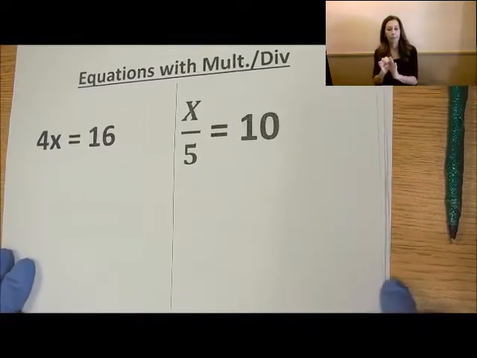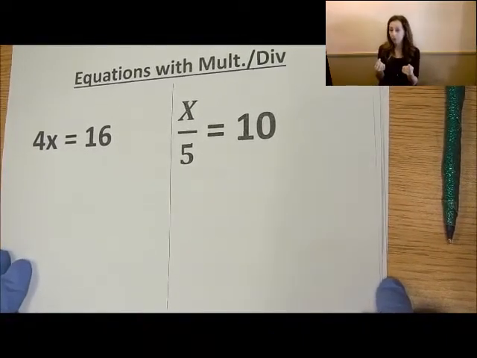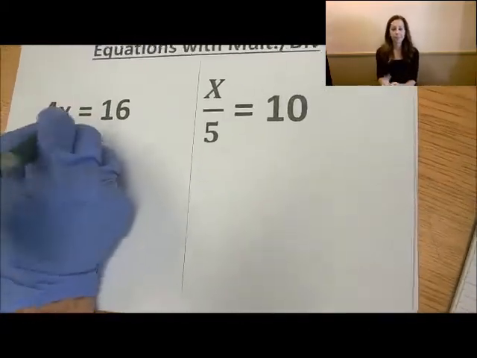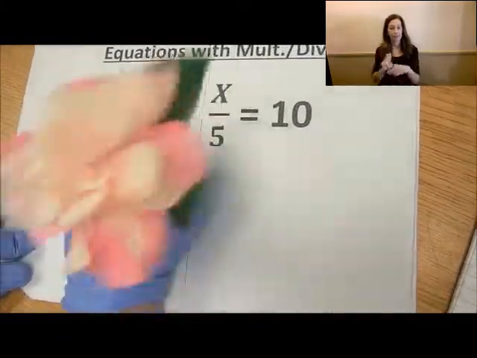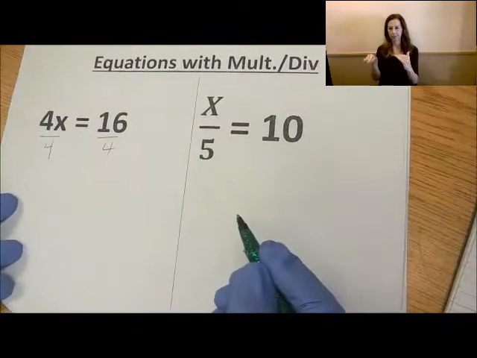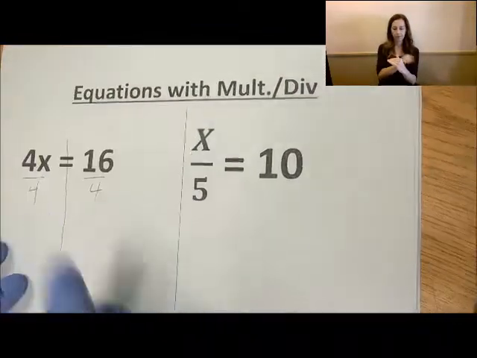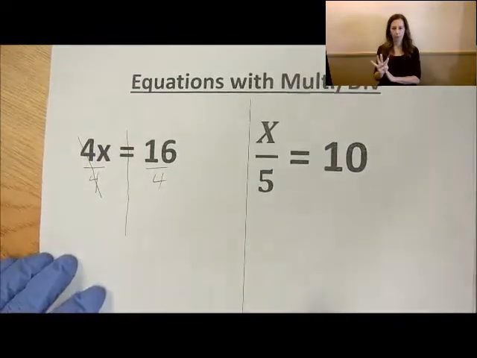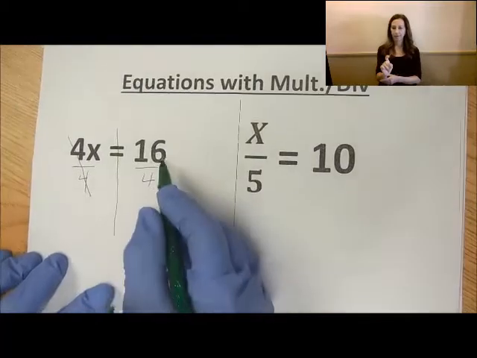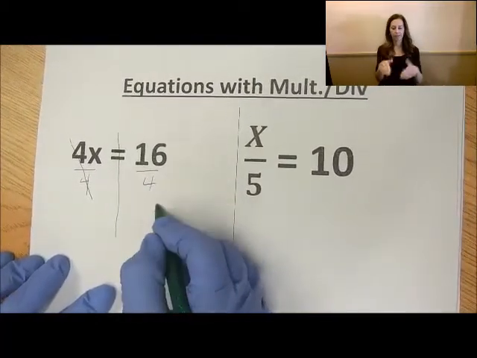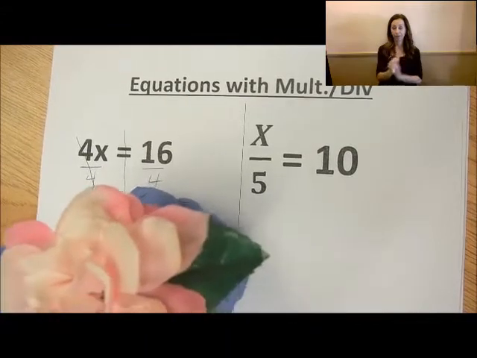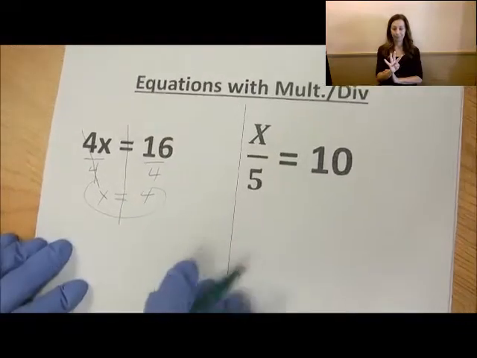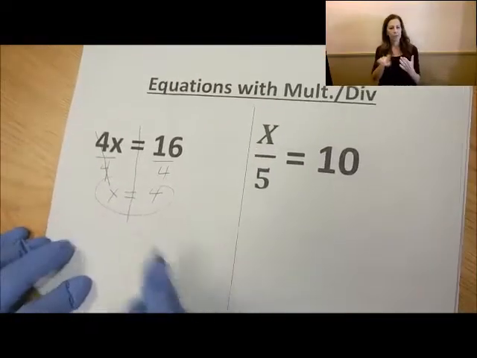So if I have multiplication here, I'm going to have to use the inverse, which is division. So I'm going to divide by 4, both sides of the equal sign. Let's just do this for the first one so that it'll help you remember. So I have 4x divided by 4. Those cancel, so that leaves x. Then I'm going to divide 16 by 4. That's going to be 4. So x equals 4.